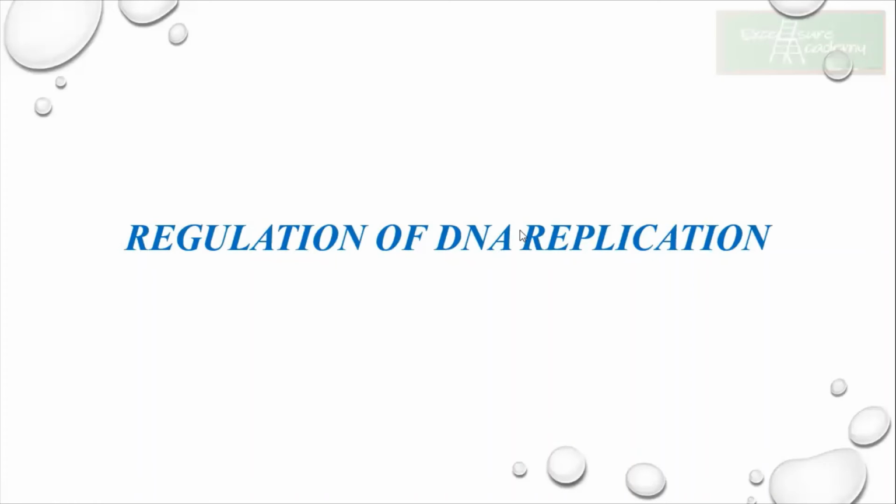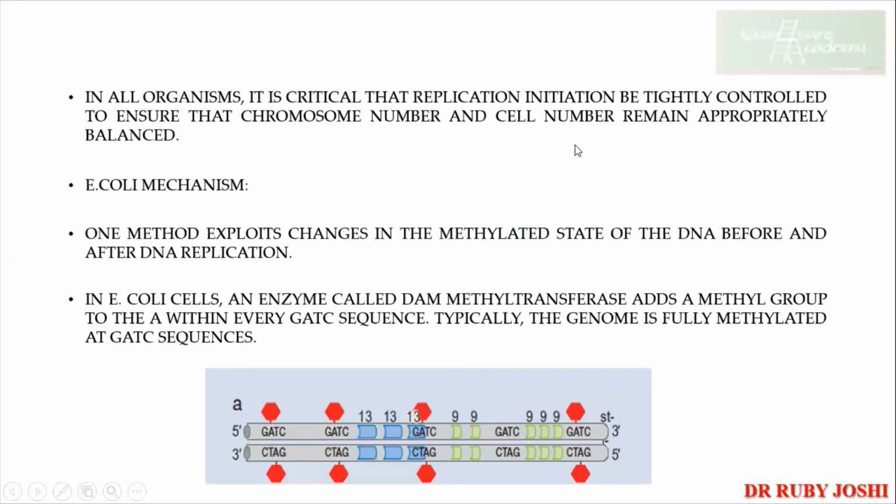So now let's talk about the regulation. When we talk about regulation, what kind of regulation are we talking about here? It is that in one cell, at one time, replication should happen only once. Now, how is it achieved? That is what we are going to discuss. In all organisms, it is critical that replication initiation be tightly controlled to ensure that chromosome number and cell number remain appropriately balanced.